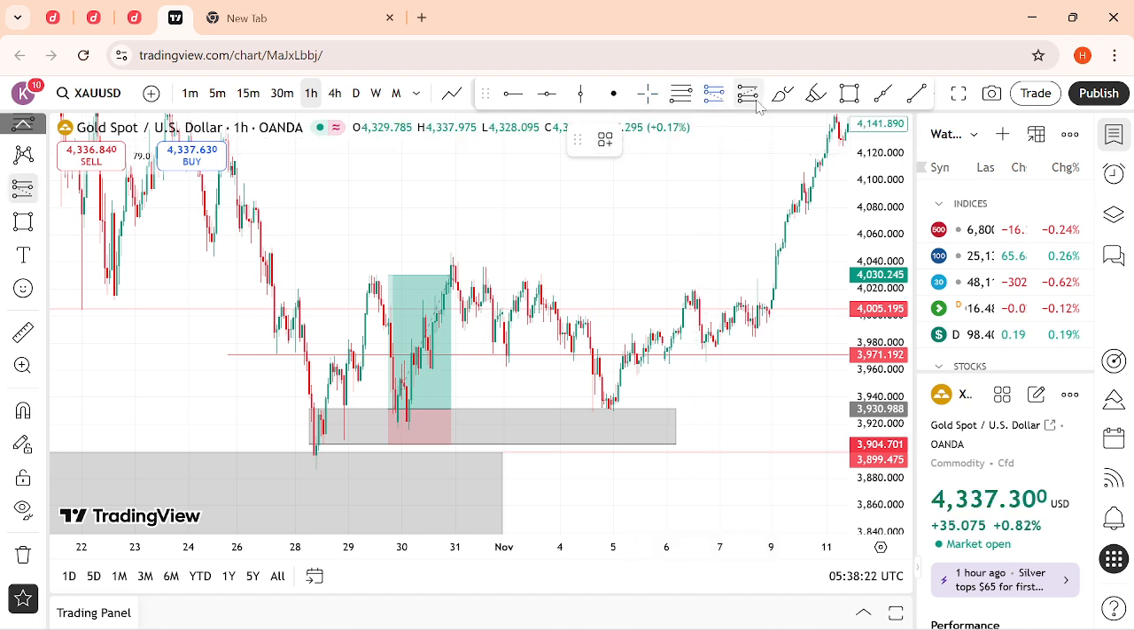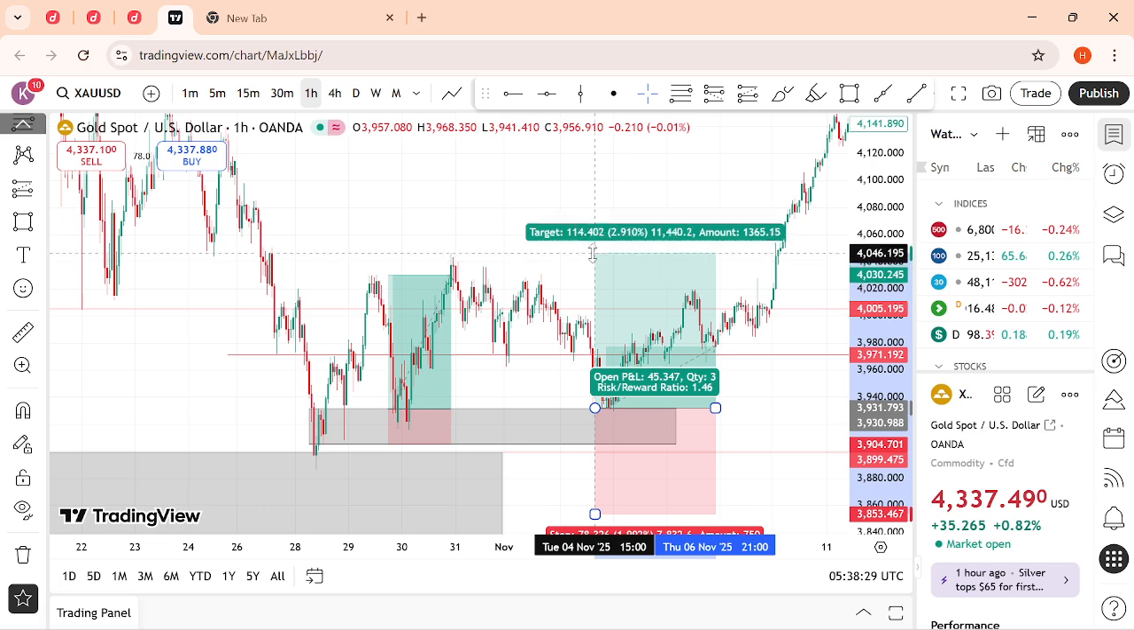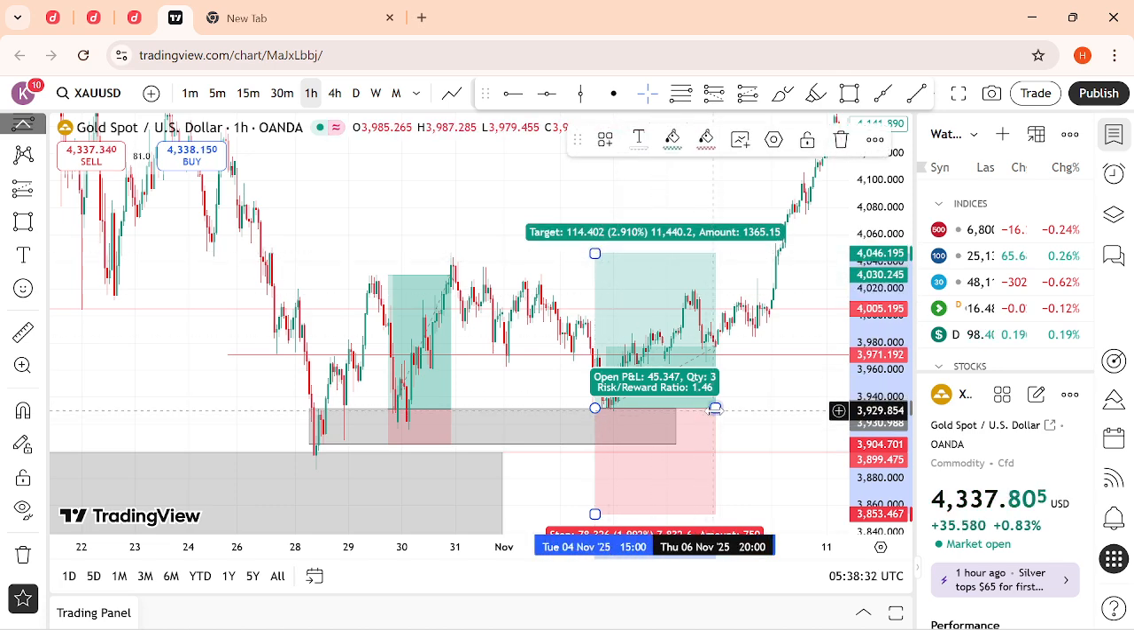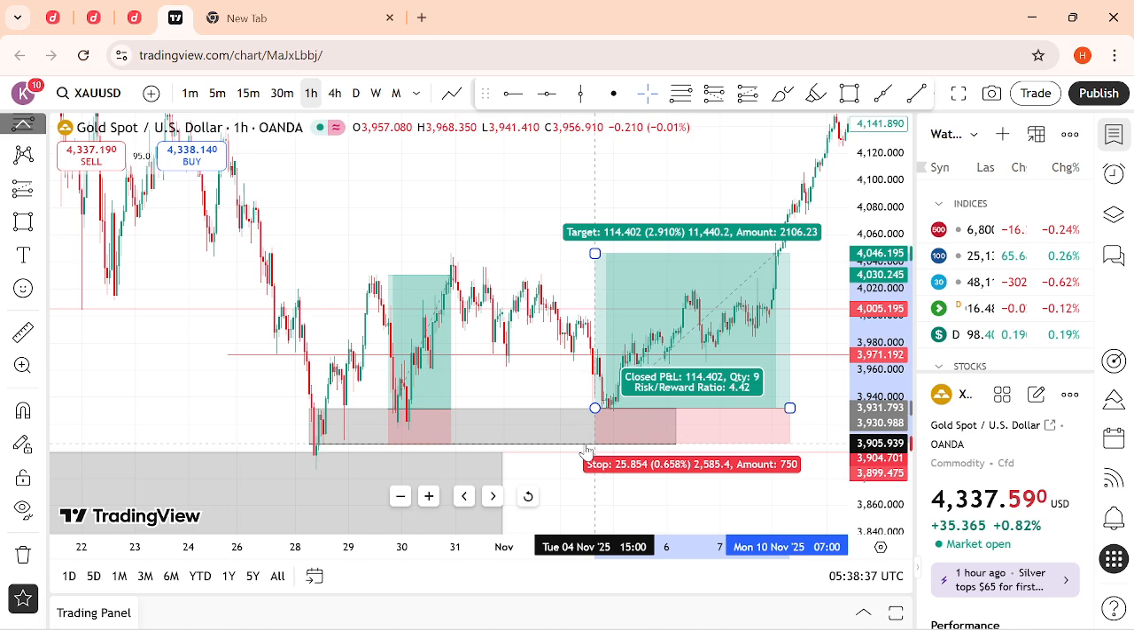So I believe by this I'm giving you a little bit of lecture before we get to the main analysis of the day. So price did that, got into this level, and you can see price tapped.